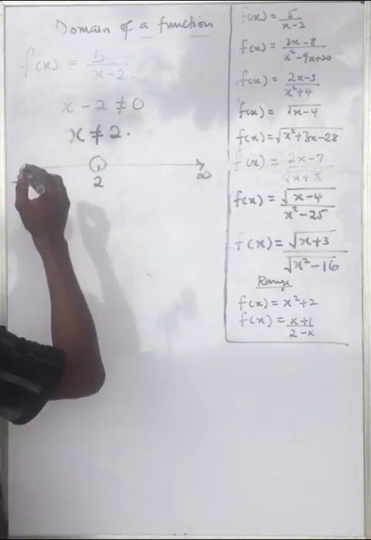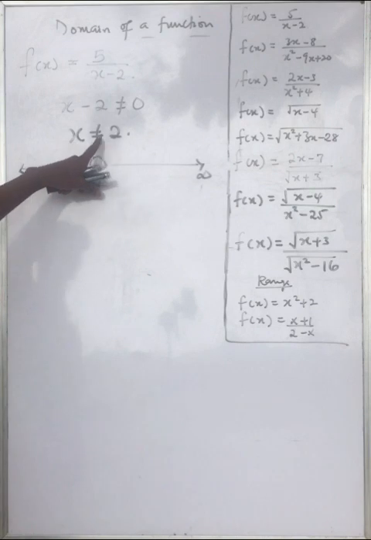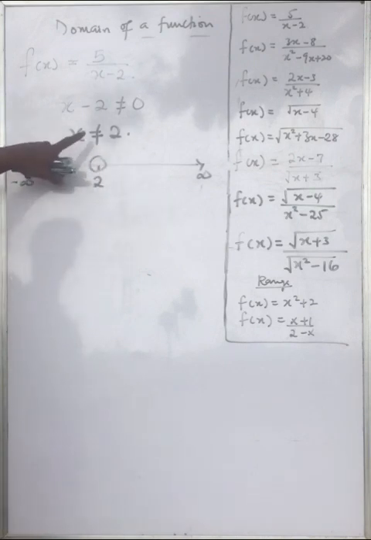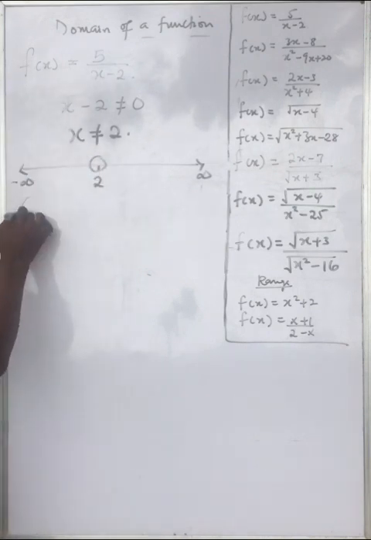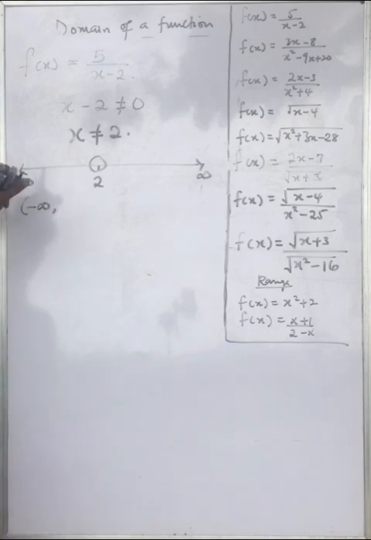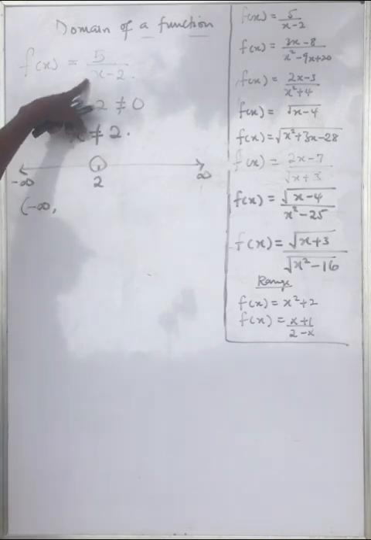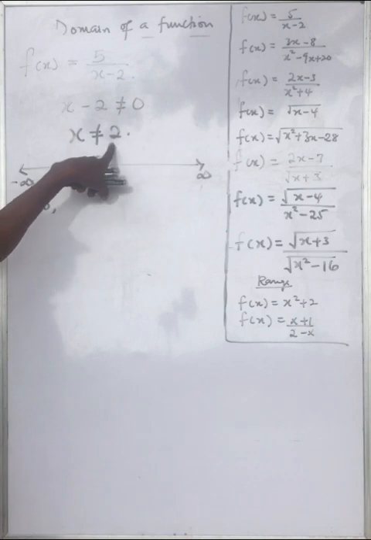Then we have an open circle here. You understand? At this point it is opening. So the domain of the function comes from negative infinity. The only value of x that will make this function undefined is when x is 2. That's what they are telling us here.